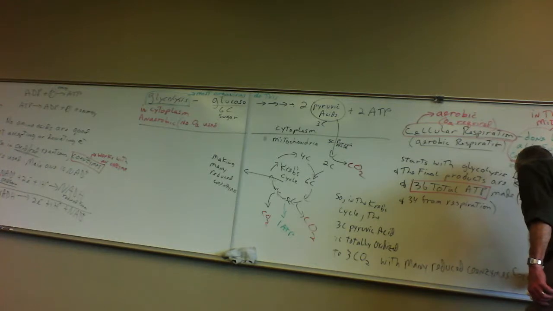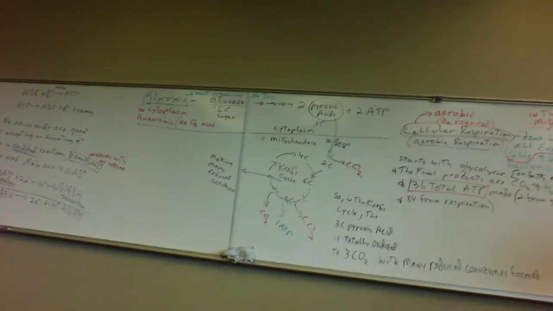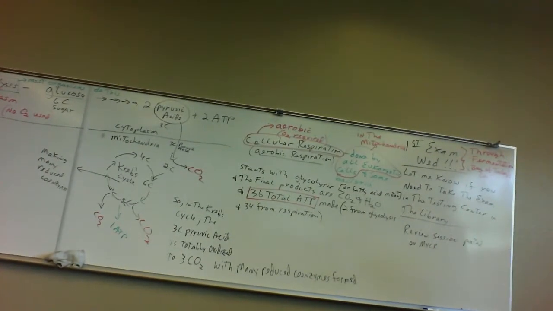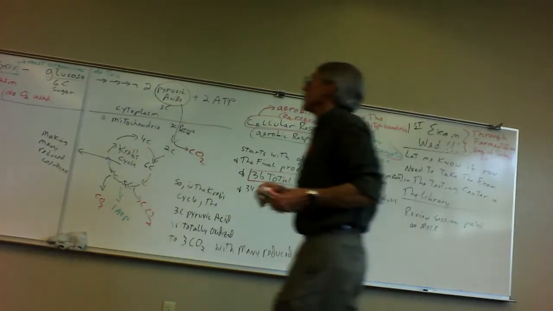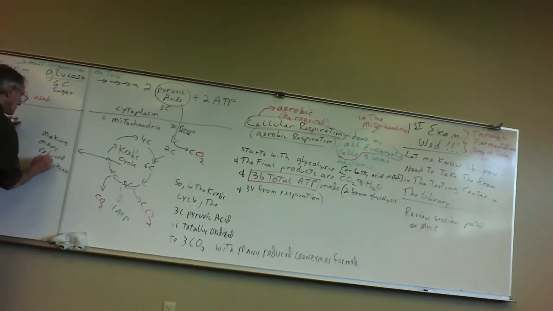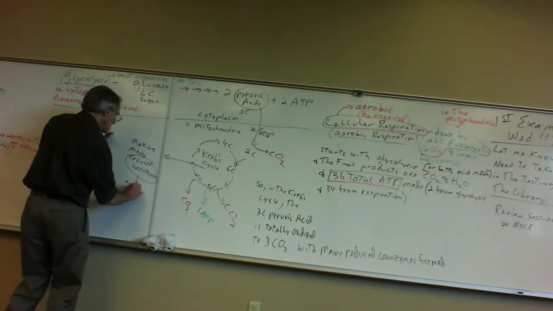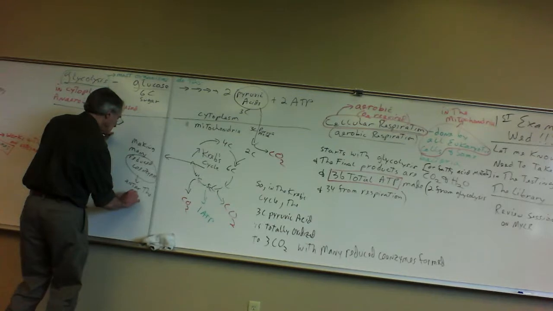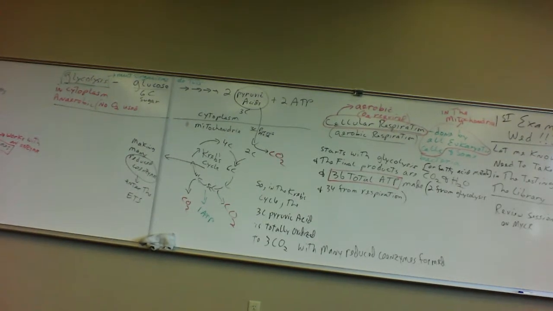These are important molecules because they have now accepted electrons, and they want to give them up to somebody else who'd rather take them from them. And that's this whole process called the electron transport system. So these now enter the ETS, the electron transport system, and give their electrons and hydrogen.